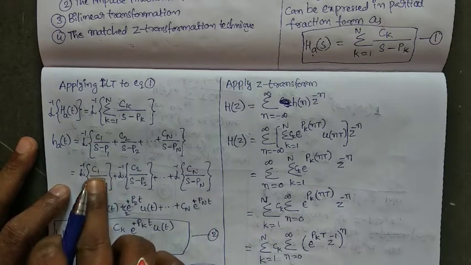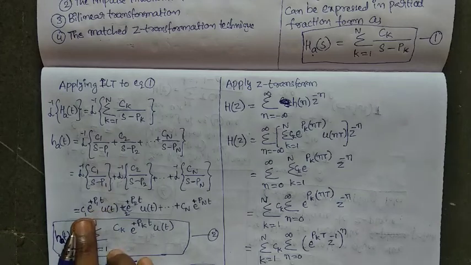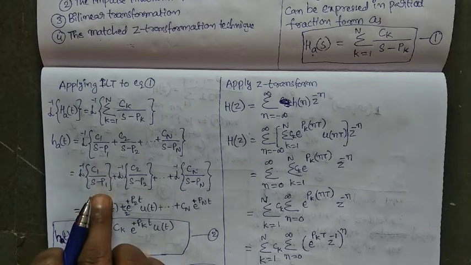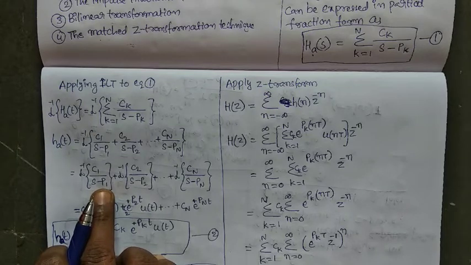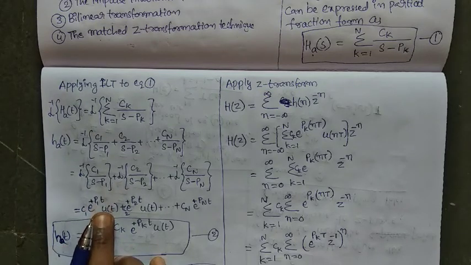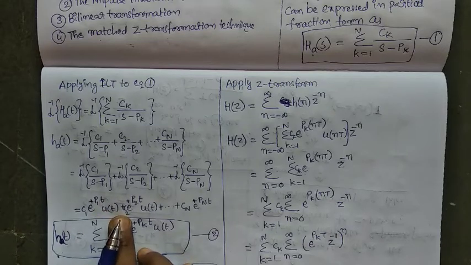Here, what is the inverse Laplace transform of c1 by s minus p1? c1 is the constant. I am taking out the inverse Laplace transform of 1 by s minus p1. Here e power p1 t u of t it is. e power p1 t u of t.